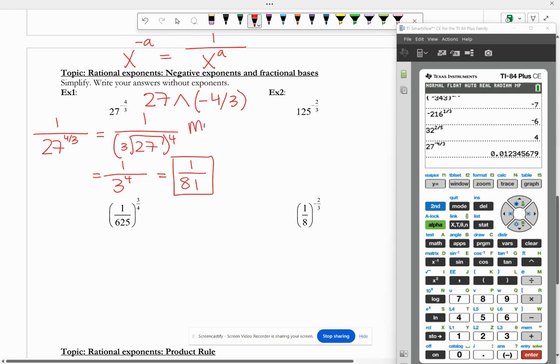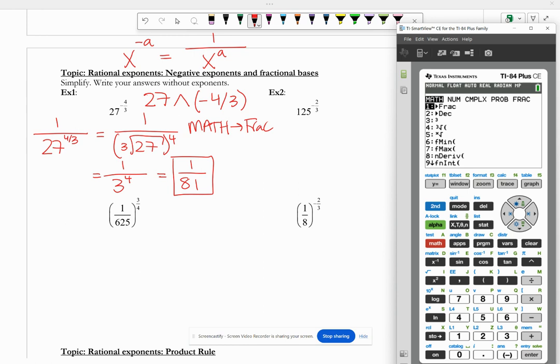Now, we know it's supposed to equal 1 over 81. So if you go math, frac, so if I go to my math menu, the first option is frac. It'll take that answer, turn it into a fraction, 1 over 81. So I'm golden, I'm good.